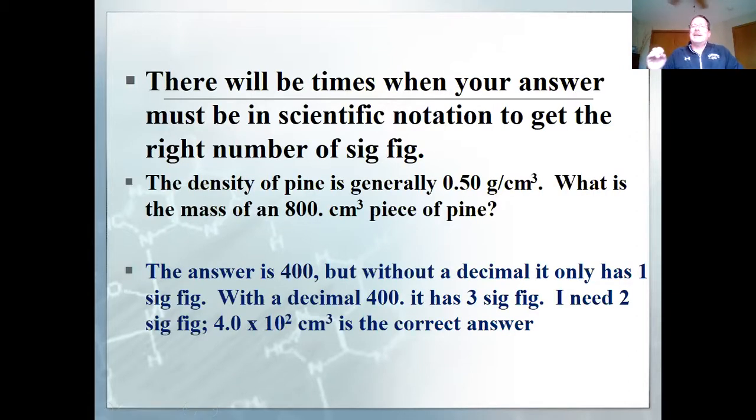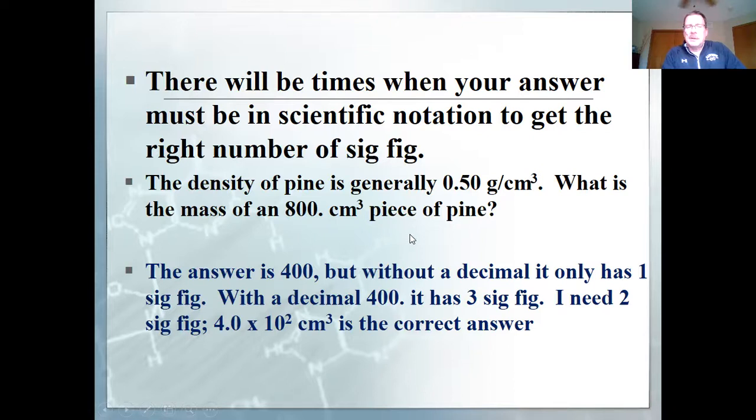Okay. There will be times when your answer must be in scientific notation to get the proper amount of significant figures. There will be a time when, if you round it, then all the placeholder zeros at the end won't give you enough significant figures, but if you put the decimal in, you have too many significant figures. And so I gave you this example here. The density of pine is generally 0.50 grams per centimeter cubed. What is the mass of an 800 centimeter cube piece of pine?